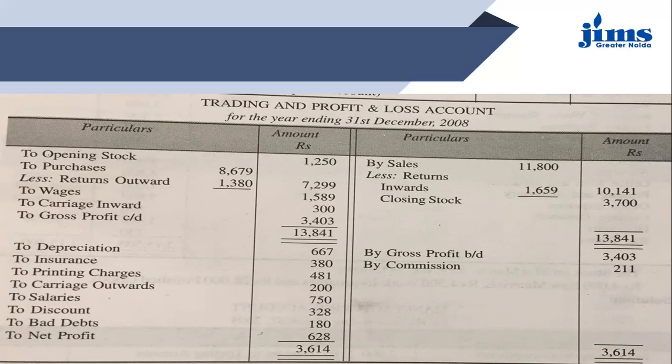And since we have already mentioned all the items related to P&L account also, so 3,403 plus commission, this is the credit side total, minus all the debit side items. This will give the profit of 628. So 628 is the net profit after considering all the expenses on the debit side for P&L account.